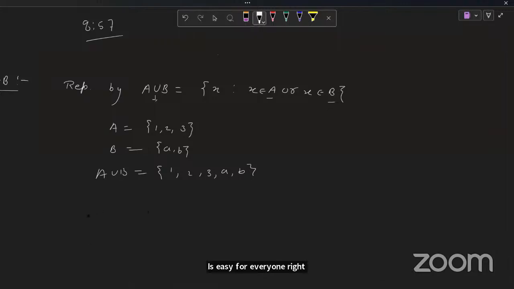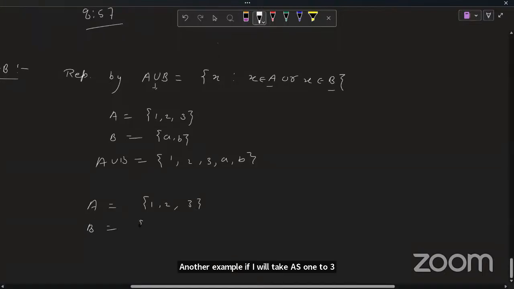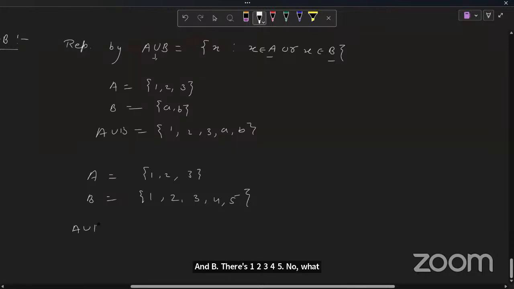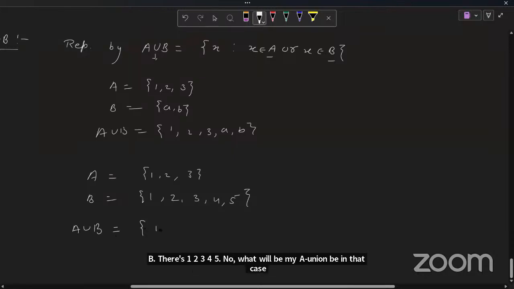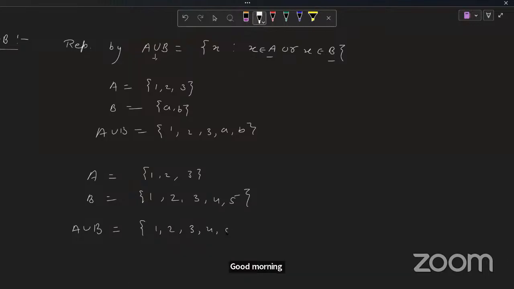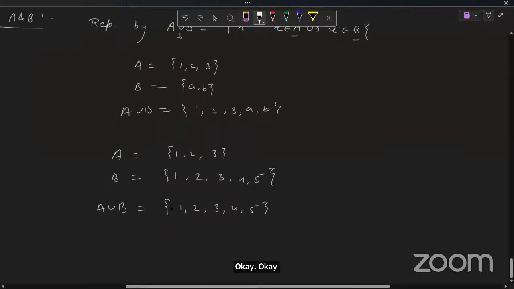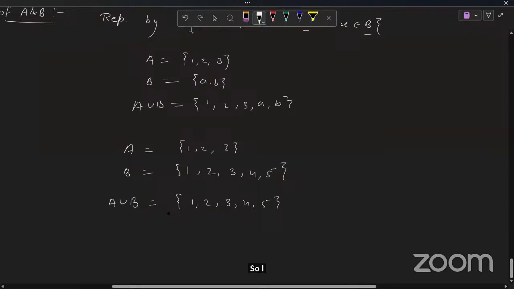Similarly, another example: if I take A as 1, 2, 3 and B as 1, 2, 3, 4, 5, what will be my A union B in that case? 1, 2, 3, 4, 5. It's not like I will write 1, 1, 2, 2, 3, 3. No, right? Because it will not form a set. So I need only one of each; I avoid the repetition. Understood? Yes, sir.